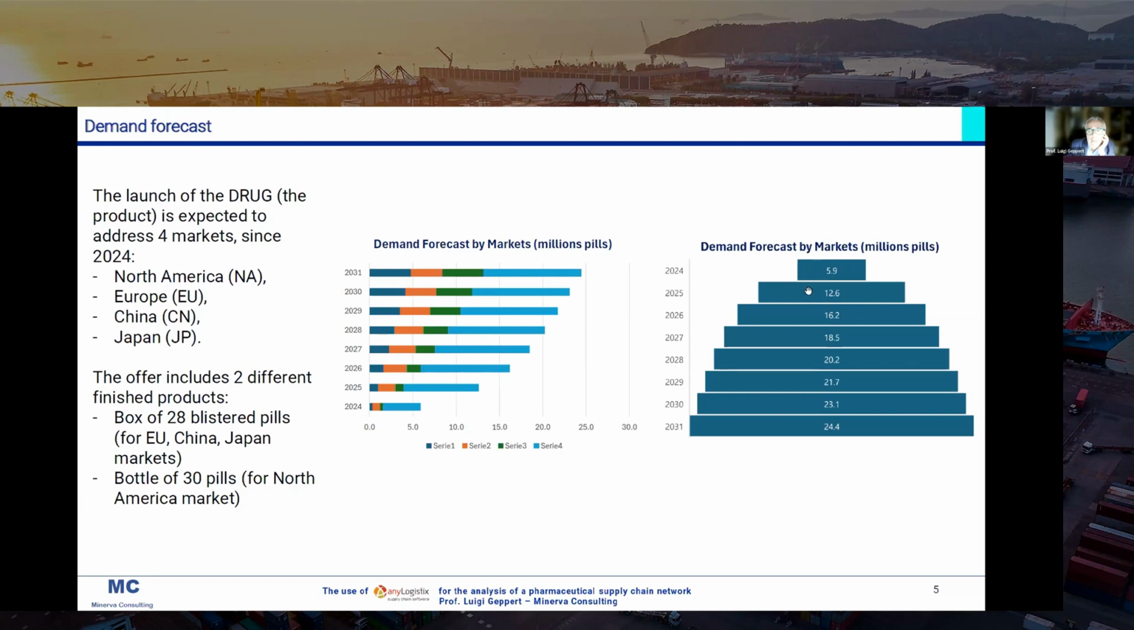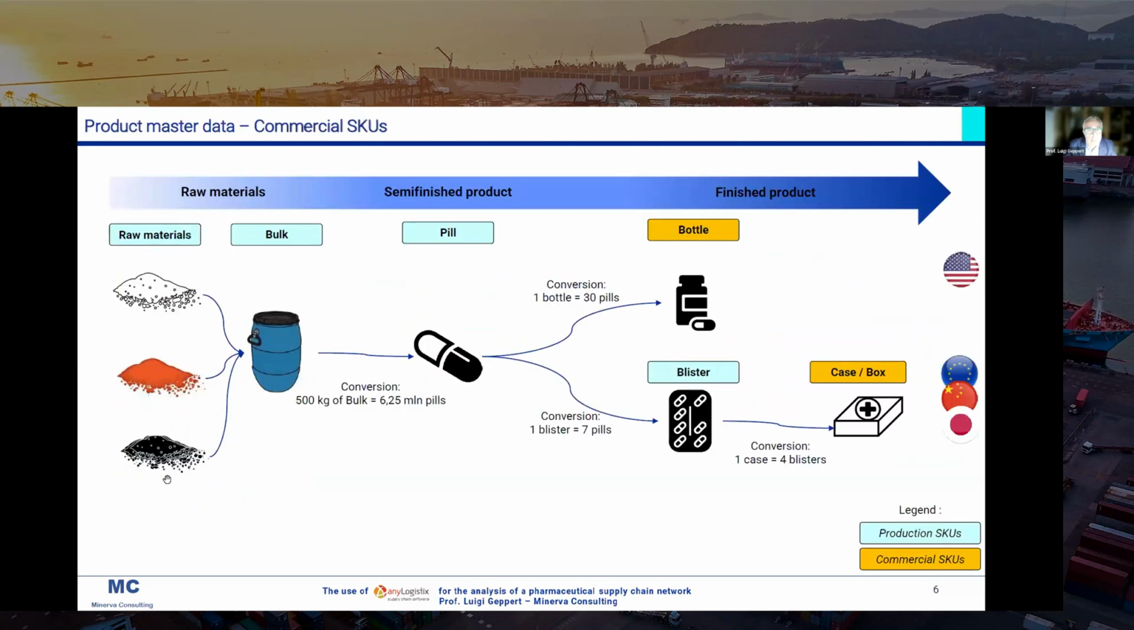And you see the number of pills, in millions, that have to be distributed, delivered to the DCs. The offer includes 2 different finished products, as I said before: a box of 28 blistered pills, in particular for EU, China, and Japan markets. Instead, for the North American market, the SKU is a bottle of 30 pills. So this is the production structure.